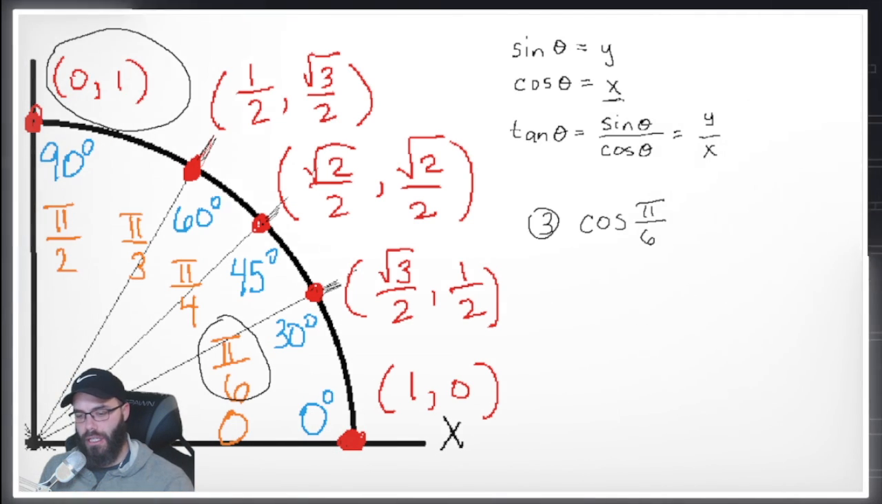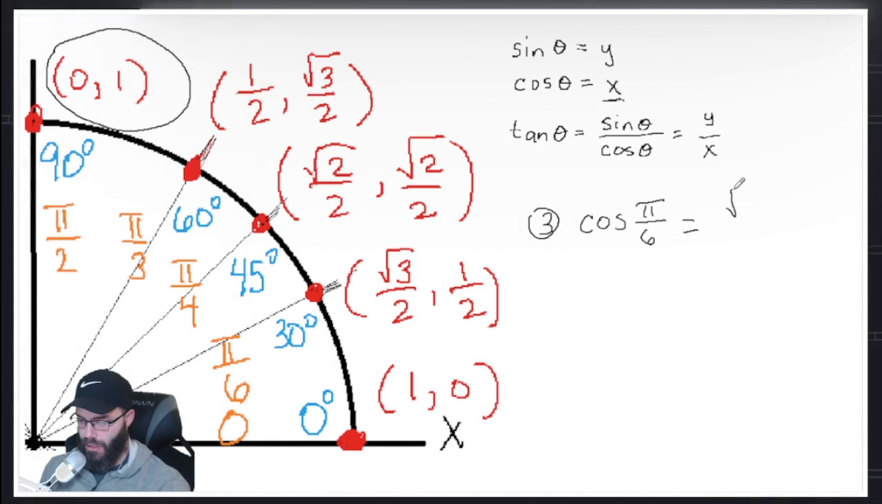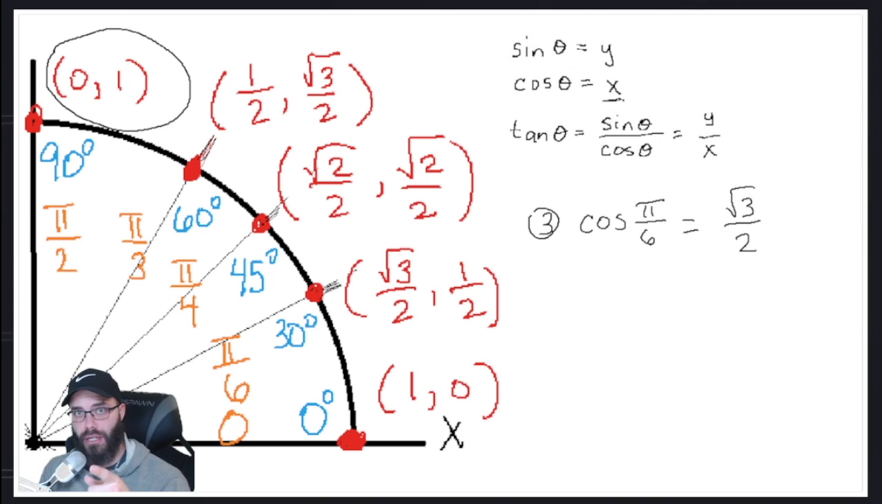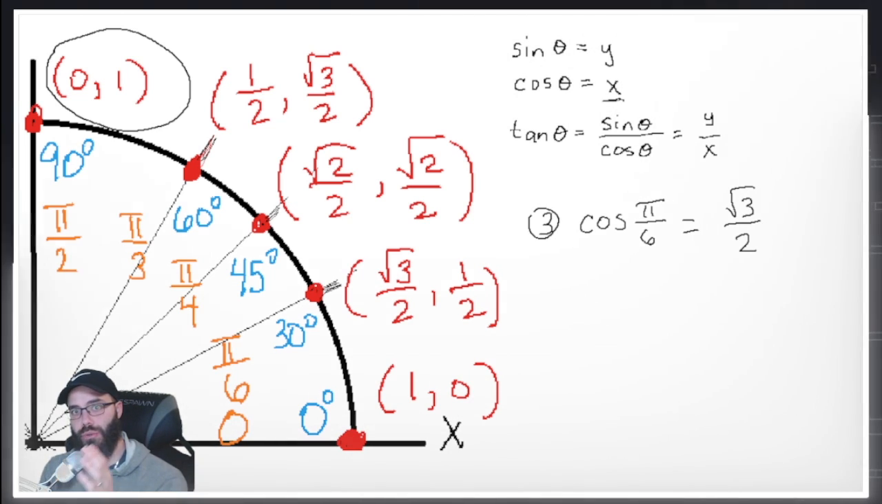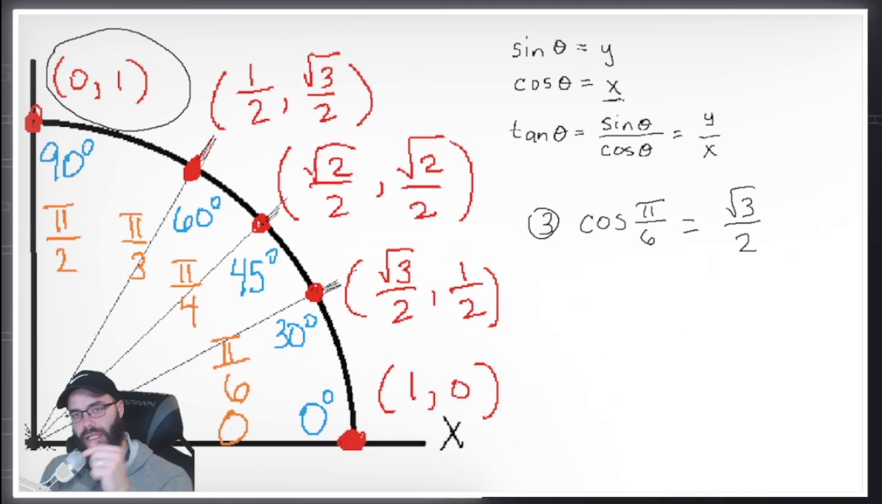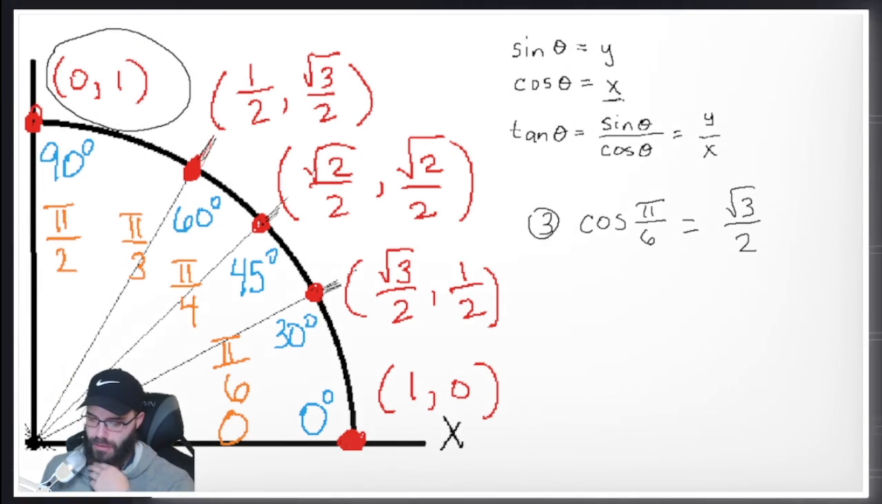Identify the x value at that angle. The x value at that angle is root 3 over 2. So we're going to say cosine of pi over 6 is root 3 over 2. If you were to type cosine of pi over 6 into your calculator, this time changing your mode to radian mode, you'll get the decimal approximation for root 3 over 2. So you could use your calculator to check yourself by typing in cosine pi over 6, hitting enter, seeing what that decimal is, and then typing in root 3 divided by 2, hit enter, see if those decimals match.